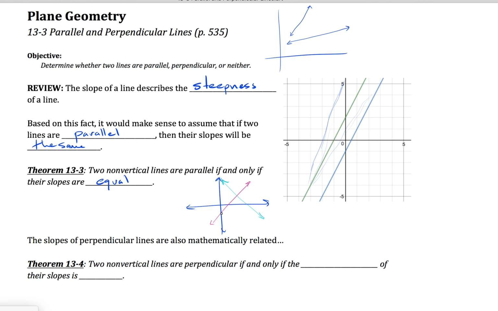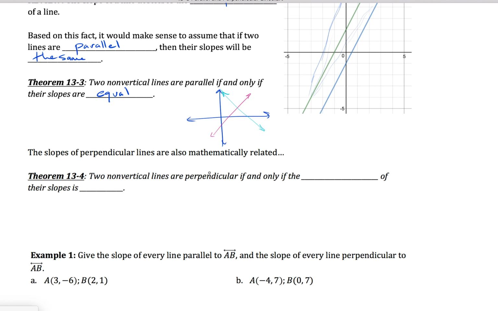This pink line looks to have a positive slope because if I was moving along the line from left to right, I'd be going up, and that means it's a positive slope. Whereas the turquoise line, if I was moving from the left part of the line to the right part of the line, I'd be going down, which means it has a negative slope. So we can say they're definitely not going to be the same. They're going to be pretty different. Well, how different exactly? In Theorem 13-4, we learned that two non-vertical lines will be perpendicular if and only if the product of their slopes is -1. Well, what does that mean exactly, right?